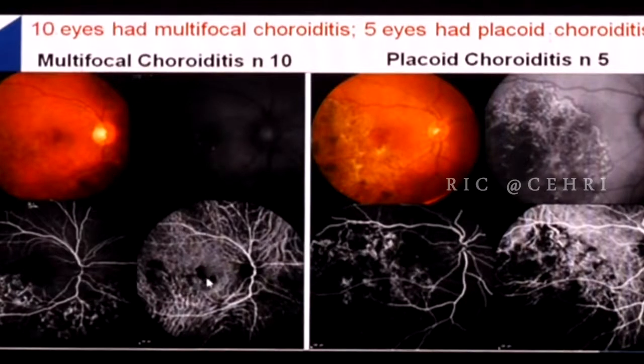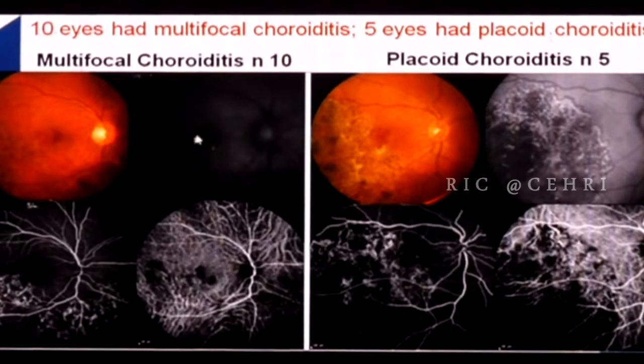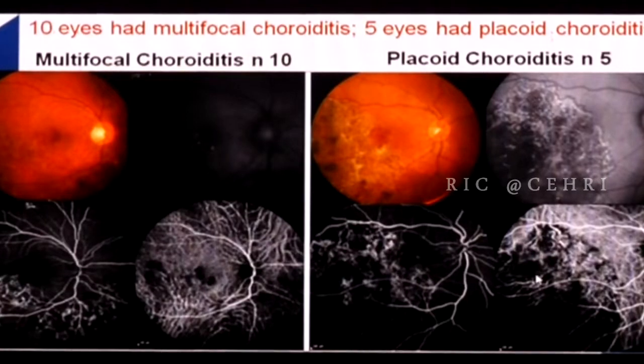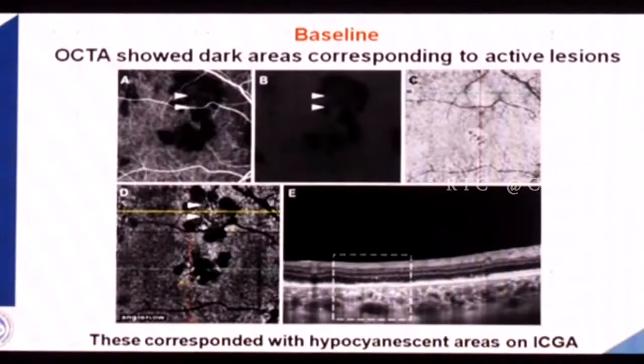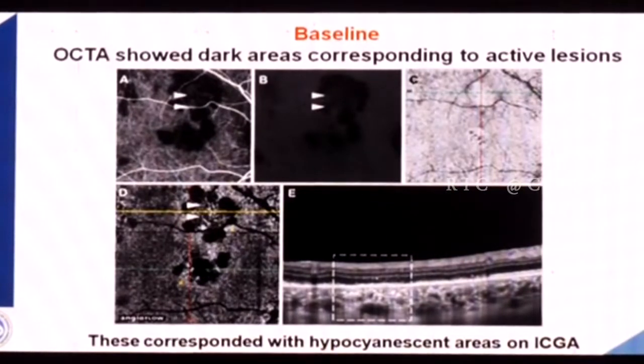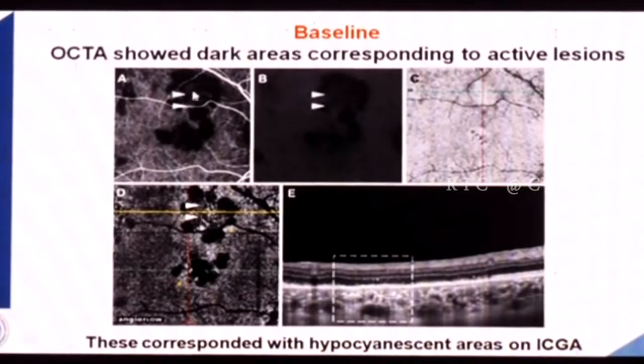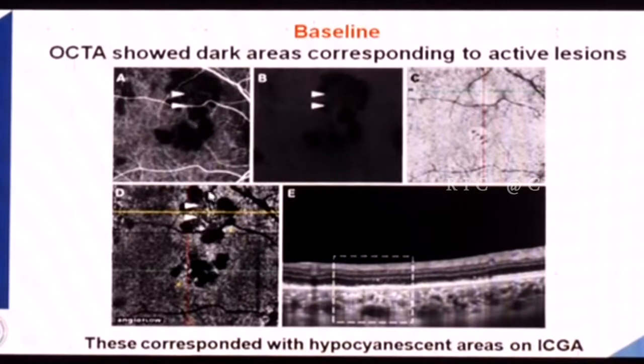These are 2 of these lesions which were active. You can see them on autofluorescence, and here this is the whole placoid, which is within active edge. If we look at the OCT angio of multifocal variety, what we see is that we do see these dark spots as you see on these arrowheads, and these correspond to the active lesions on OCT angio.